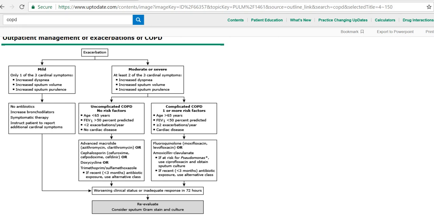So you can see it branches off into two separate things here. There's mild and there's moderate or severe. Moderate and severe basically are considered the same. So you're looking for three cardinal symptoms: increased dyspnea, increased sputum volume, and increased sputum purulence. So if they have one of those three, and that's it, then your treatment step is primarily supportive.